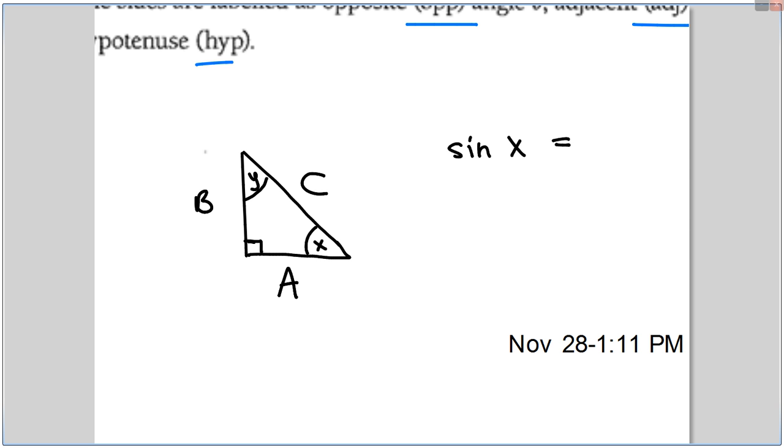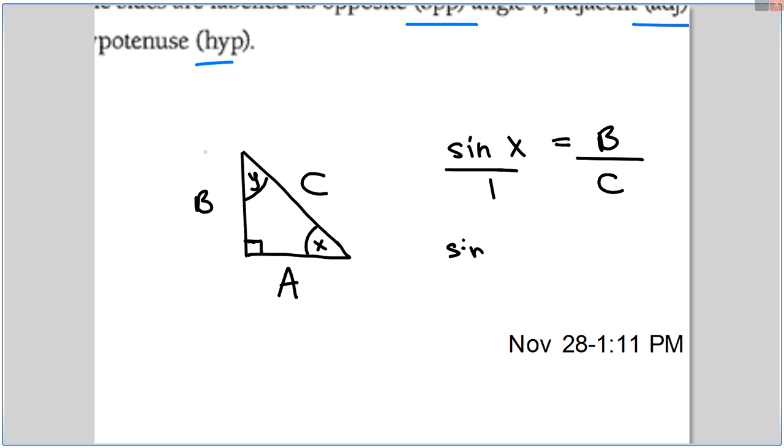Okay, so sine X. What does the sine ratio tell me to do on the board here? Take the opposite side and divide it by the hypotenuse side. So which side is opposite X? A, B, or C? Opposite X. So straight across. Good. So B goes on top. And then the hypotenuse is C. And we always put a 1 underneath there to help.